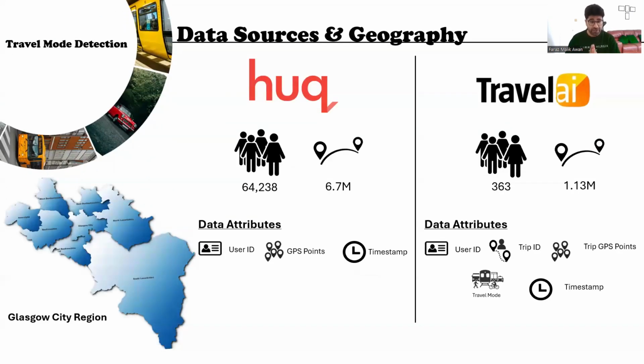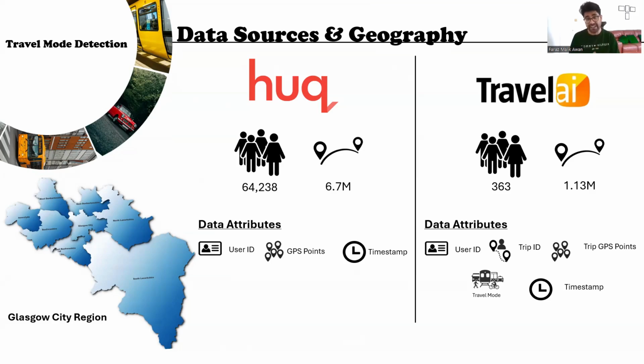This study focuses on the Glasgow City region and fundamentally uses two data sets. Our primary data set is from Hawk Industries. It is mobile phone app geospatial data, and it contained the data of around 64,000 users, and there were around 6.7 million trips detected from this geospatial data. Some of the key attributes in this dataset include de-identified user ID, GPS points generated by different apps installed in the smartphones of the users, and for each GPS point, the respective timestamp.